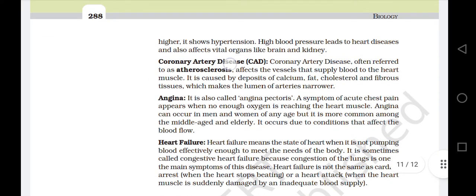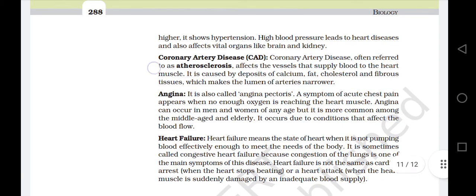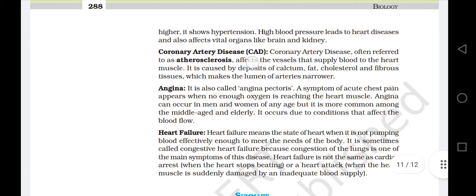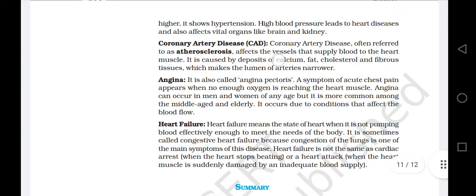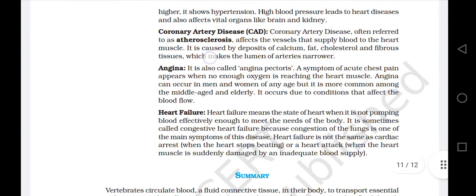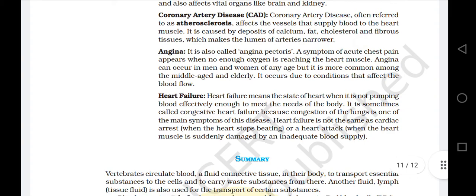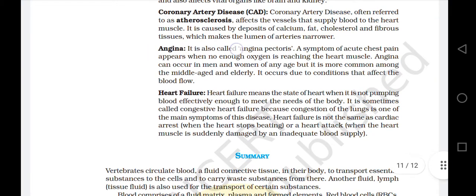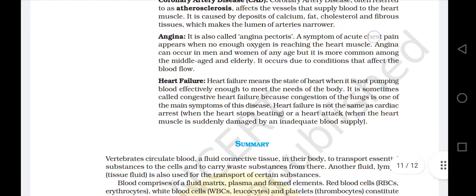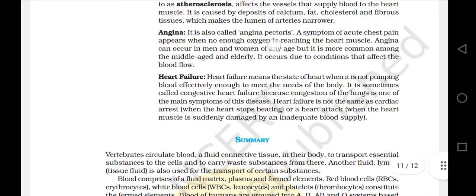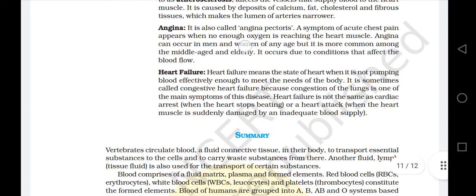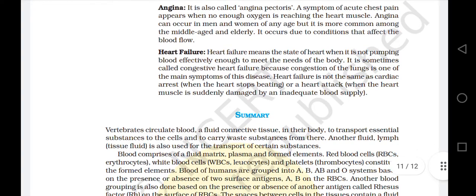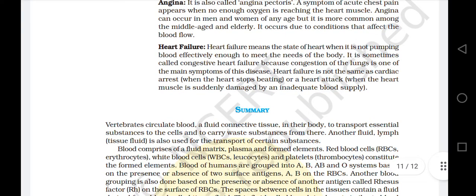Coronary artery disease, CAD, often referred to as atherosclerosis, affects the vessels that supply blood to the heart muscle. It is caused by deposits of calcium, fat, cholesterol, and fibrous tissue, which make the lumen of arteries narrower. Angina, also called angina pectoris, a symptom of acute chest pain, appears when not enough oxygen is reaching the heart muscle. Angina can occur in men and women of any age, but it is more common among the middle aged and elderly. It occurs due to conditions that affect the blood flow.